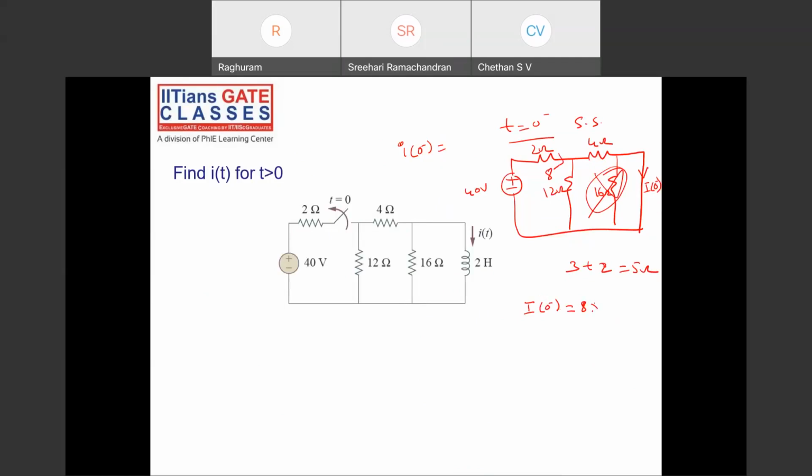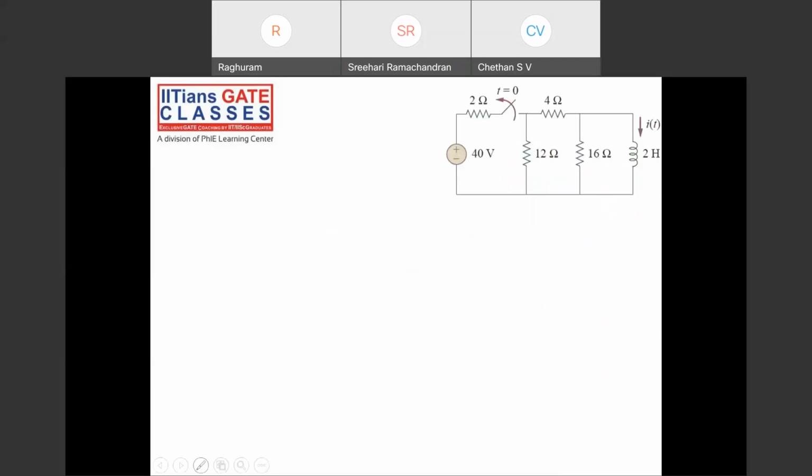8 into opposite resistance 12 by total 12 plus 4, 16. 8 twos are 16, so 6 amperes. 6 amperes is I of 0 minus, which is equal to I of 0 plus, or I naught. Okay, I got I naught. And the next step is to find tau. Tau is L equivalent by R equivalent.